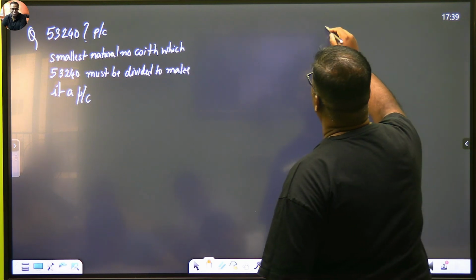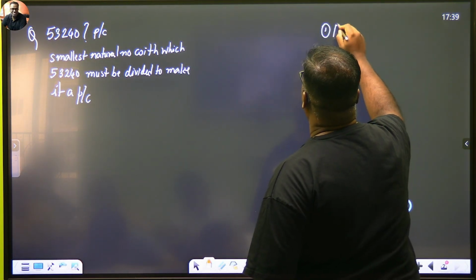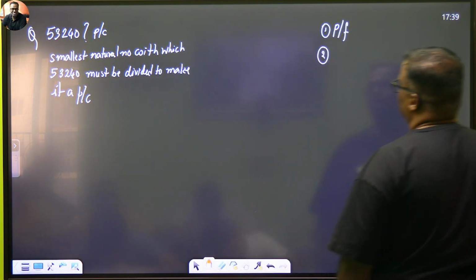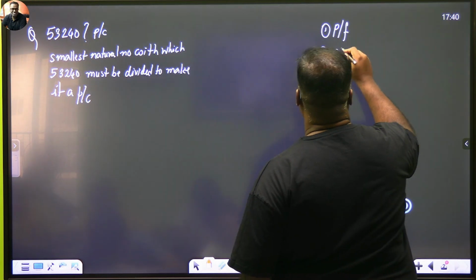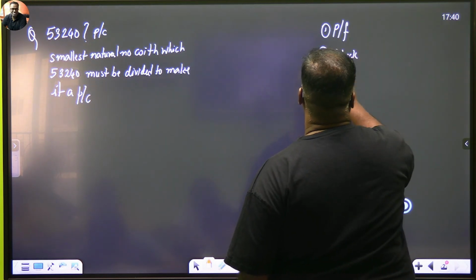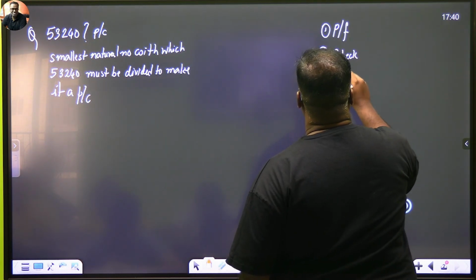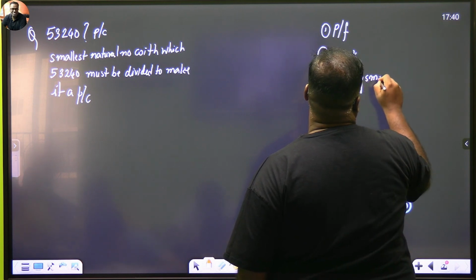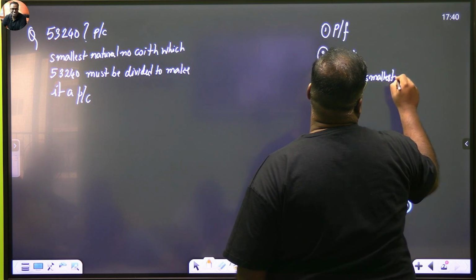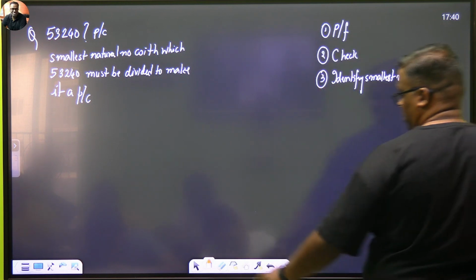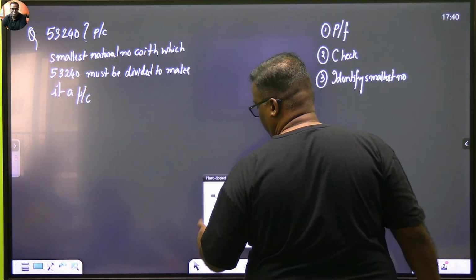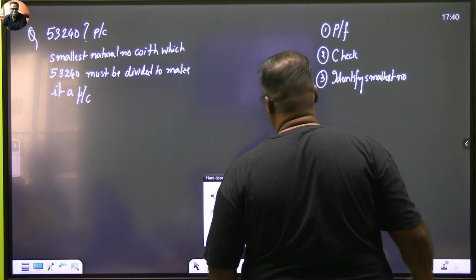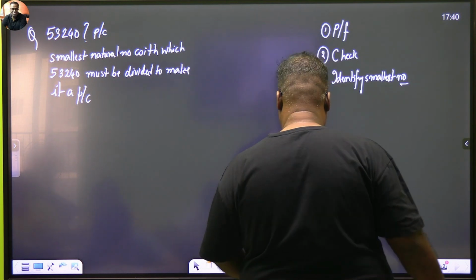Yes, step number 1 will be prime factorization. Step number 2 should be to check. And step 3 should be identify the smallest number. Once you identify the smallest number, you're done. Yes, you're done.